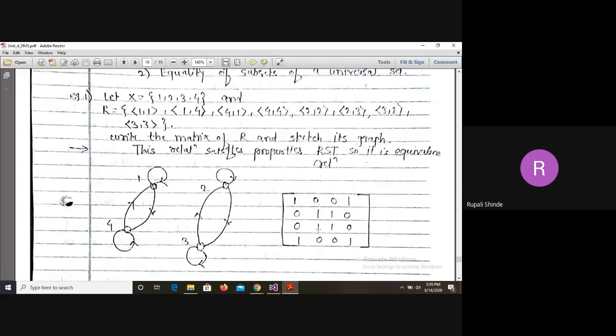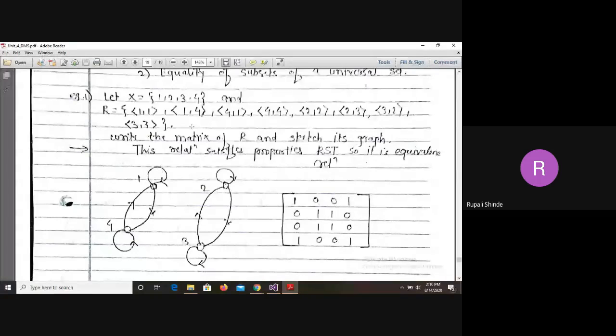Now we have to draw a graph for this particular relation. So check here, ordered pairs 1, 1, 1, 4, 4, 1. Here we can take two elements of this set, that is 1 and 4, together, because there is a relation between these two elements. The first ordered pair is 1, 1, so we have to draw a self loop, because that ordered pair starts from 1 and ends at 1 only. So there is a self loop at 1.